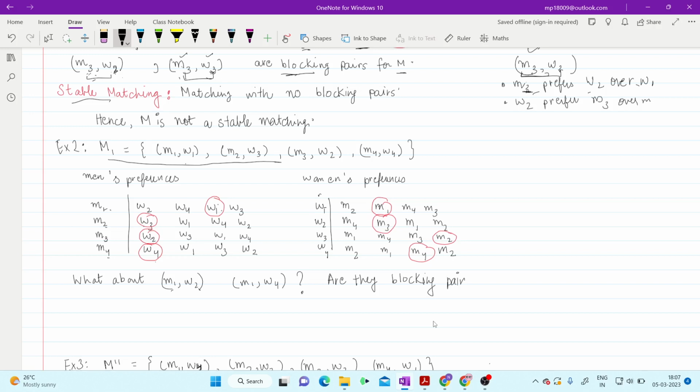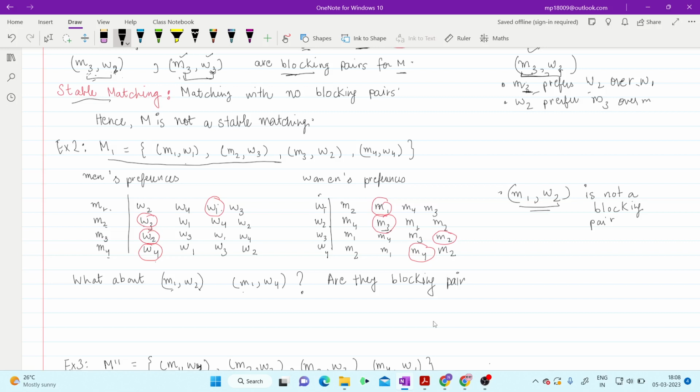So for this example, what do you think? Is M1 W2 a blocking pair? No, M1 W2 is not a blocking pair. Why? W2's preference is M3 over M1. W2 is assigned M3, so W2 prefers M3 over M1. So M1 W2 is not a blocking pair, right?